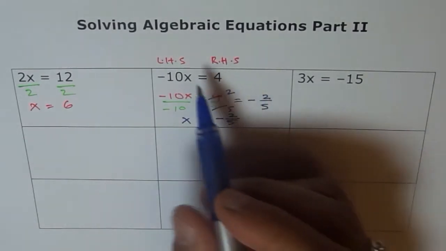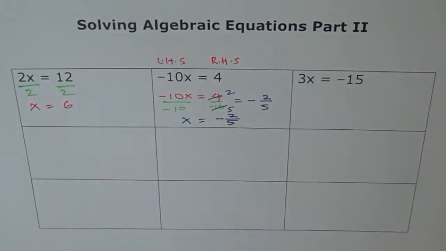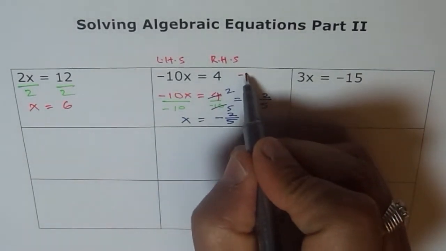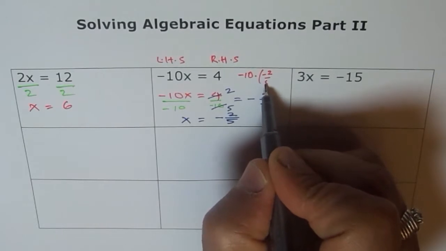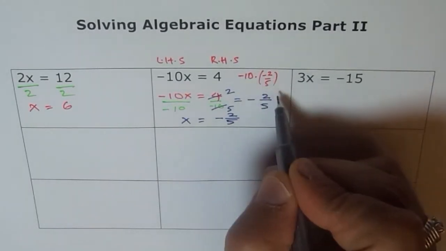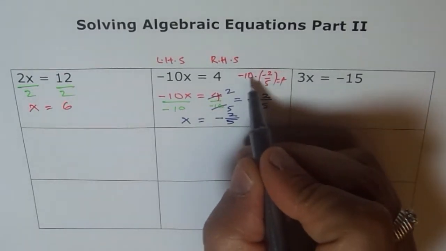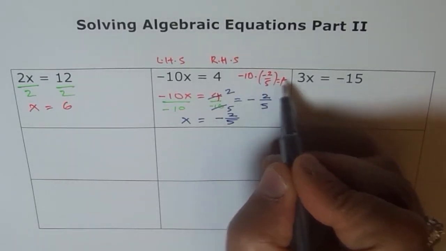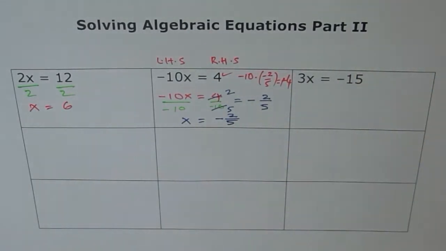Let's do it again. Let's check it out here. Minus 10 times minus 2 over 5. So minus and minus becomes positive. And 10 times 2 is 20. 20 divided by 5 is 4. So we get positive 4. Correct.